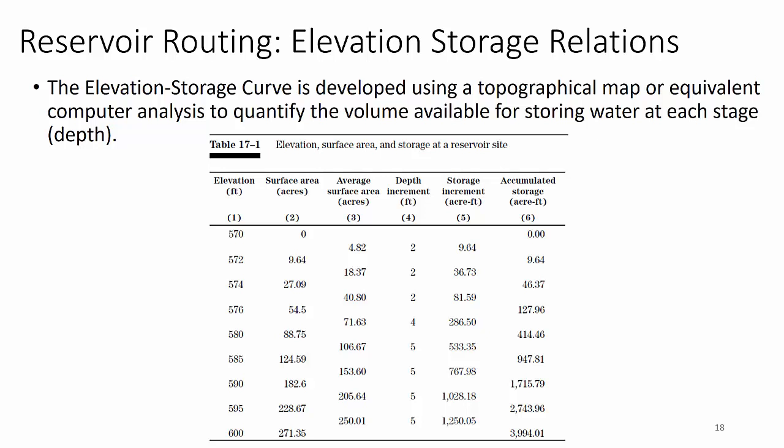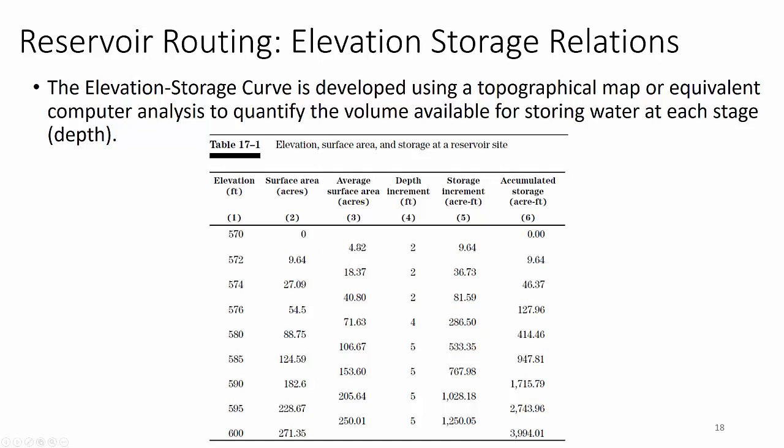So we can see a type of elevation-storage table at a reservoir site here, where at an elevation of 570 feet, you have no surface area. That's the bottom. Then from 570 to 572, the 2-foot difference, you have a surface area of 9.64, which means that you go half of that is the surface area at 1 foot.